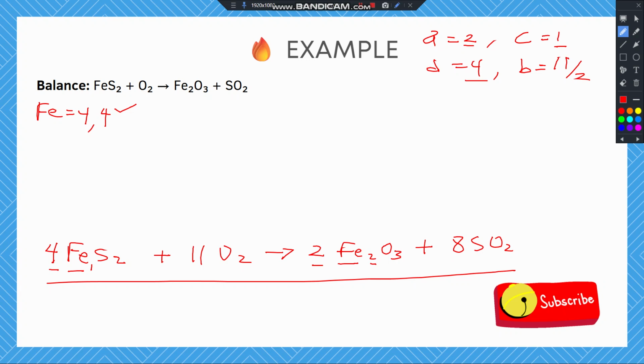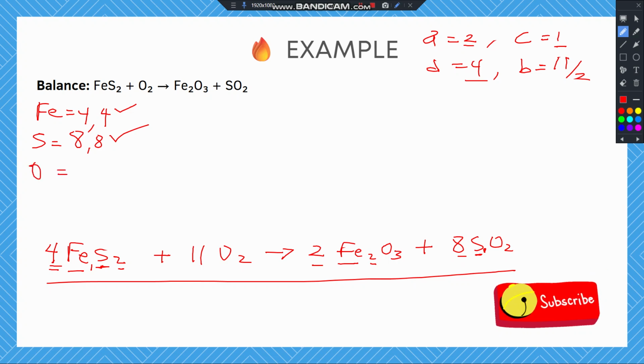The next element we have is sulfur. You can see sulfur appears here, having a subscript of 2 and a coefficient of 4. So 4 multiplied by 2 tells us that we have 8 atoms of sulfur on the left hand side. On the right hand side, you can see sulfur appears here, having no subscript, or its subscript is 1 and then a coefficient of 8. 8 multiplied by 1 tells us that we have 8 atoms of sulfur on the right hand side. Sulfur is also balanced.